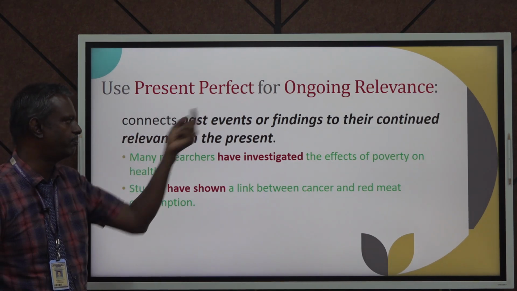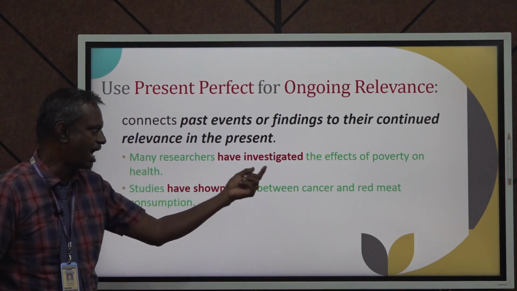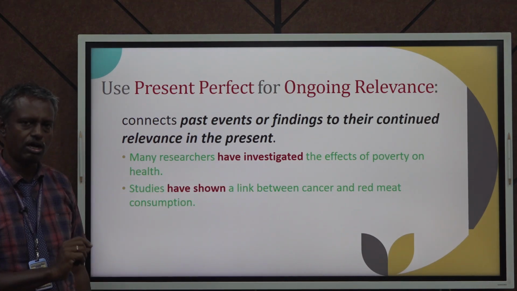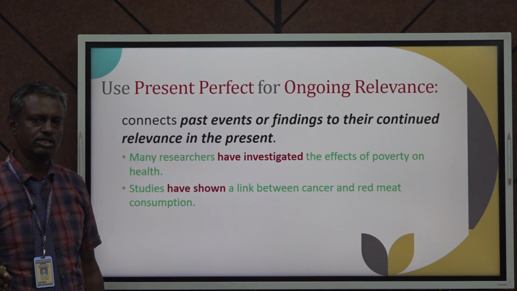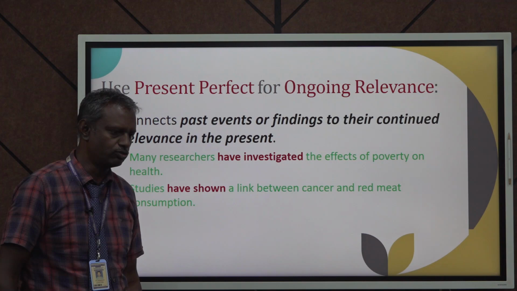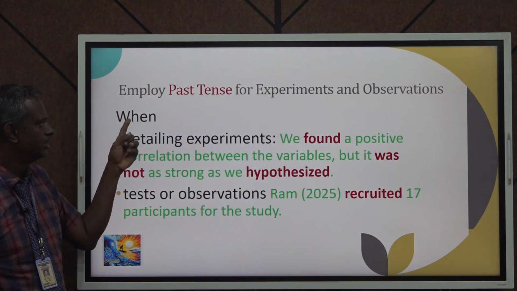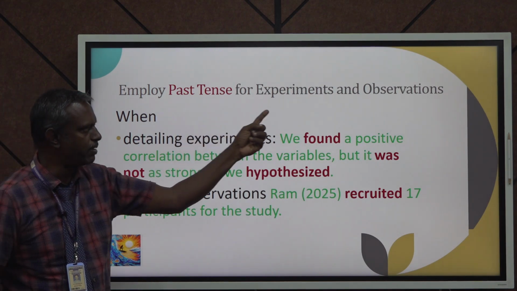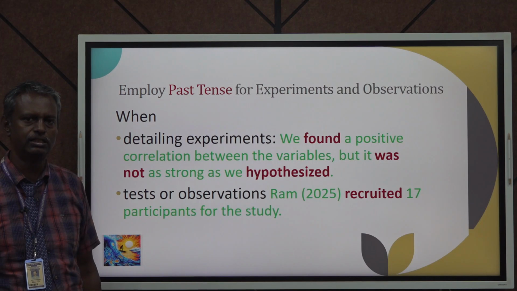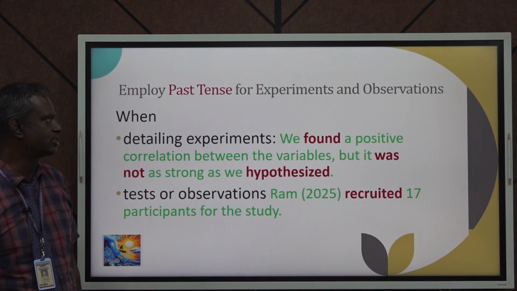Now, move to the next important thing when you are writing, for example, ongoing relevance. There you have to use the present perfect tense. For example, many researchers have investigated. Why have investigated? Because it is ongoing research and you are making a relevance with regard to that. So, that is what you have to keep in mind. Now, move to the next one, employ past tense for experiments and observations, because the experiment was completed before you are writing. So, please use the past form.